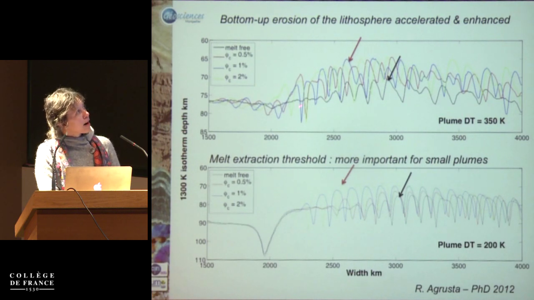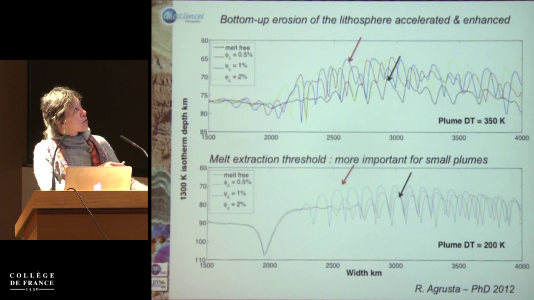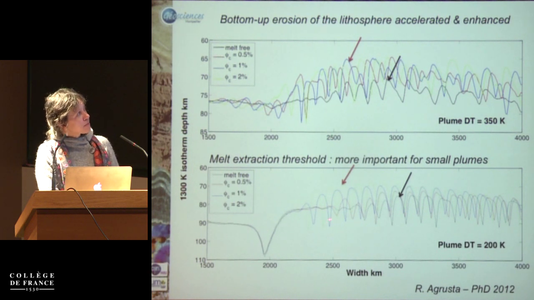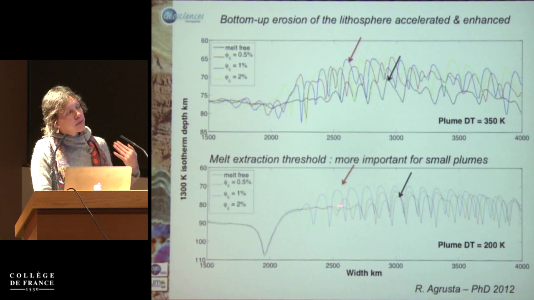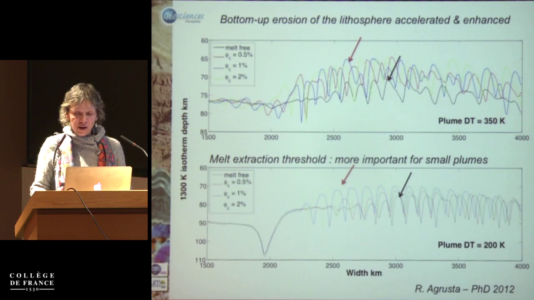The colored ones are models with different melt extractions. So from red to green, you keep more melt in the system. And you see that for strong plumes with a strong temperature difference, it does not make a big difference. For weak plumes, if you keep more melt in the system, you erode the lithosphere more. So it changes a little bit.